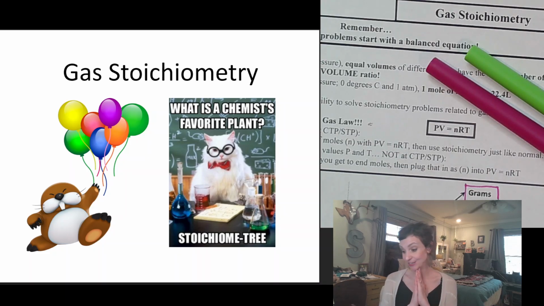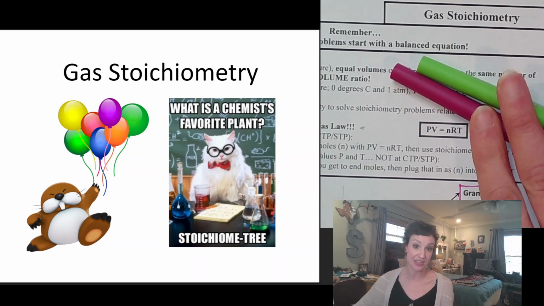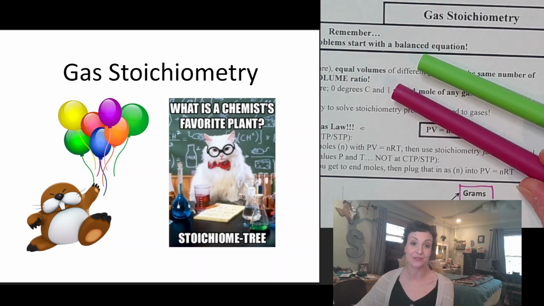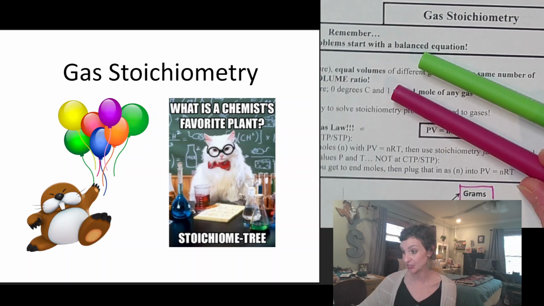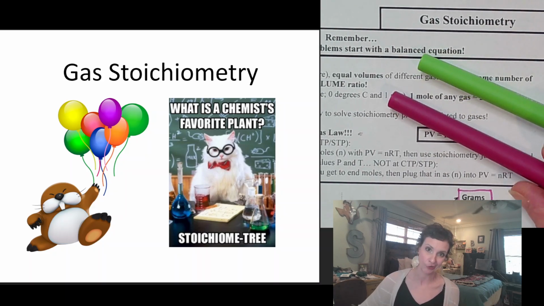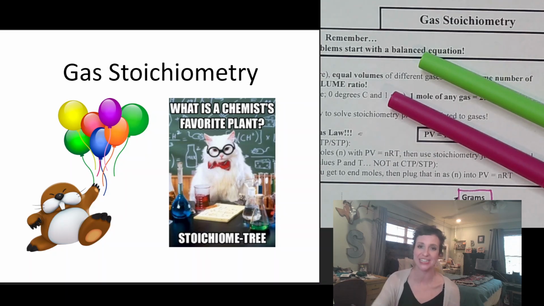Today, you guys know when I do stoich, I like to use my colors, my green to represent my given information and my red to represent the information that I'm trying to solve for from a stoichiometry problem. Also, you'll need your calculator and your periodic table because that's your chemistry toolbox. So let's get started on today's lesson on gas stoichiometry.